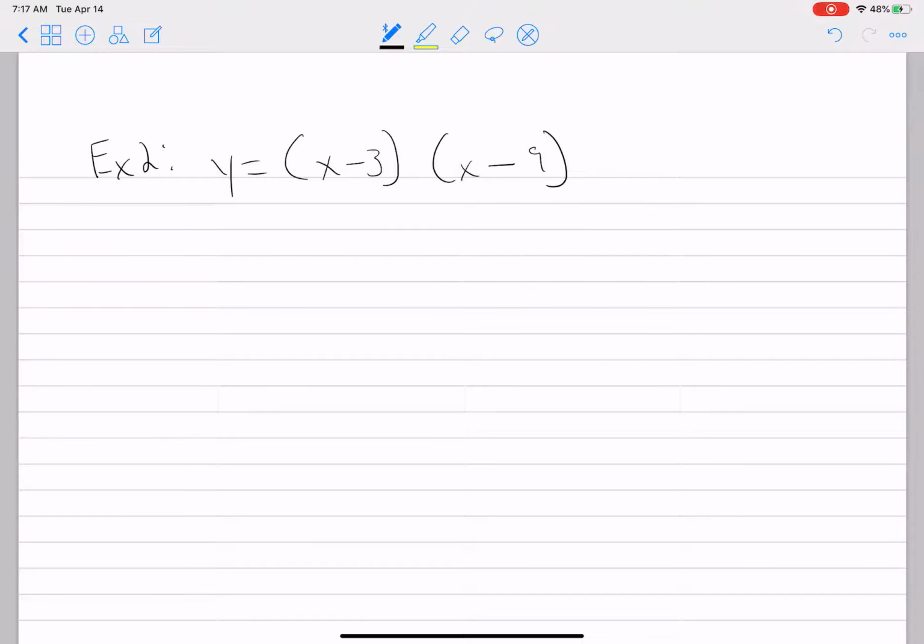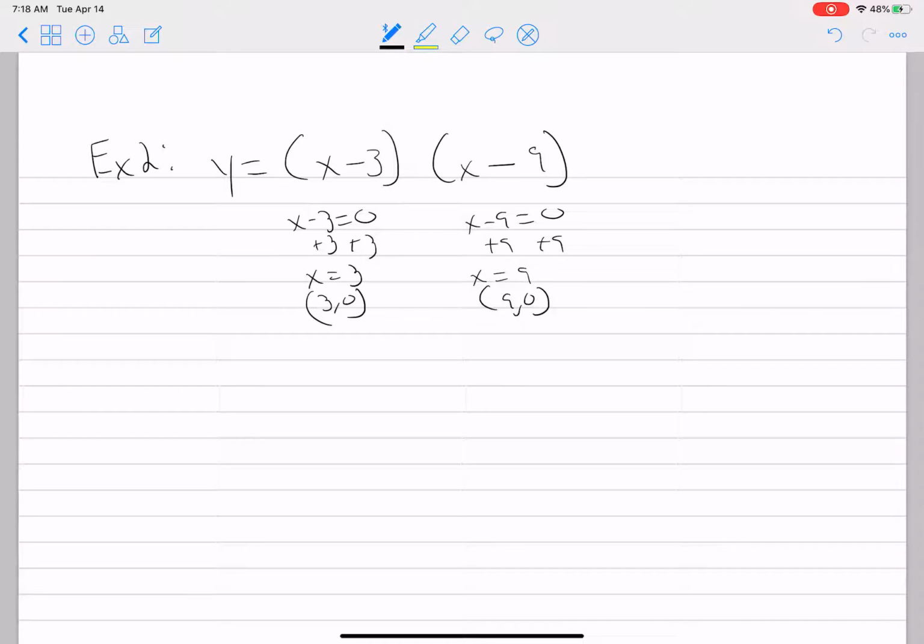So now I'm going to walk you through what I would have done. I would have said, okay, this is in factored form. I'm going to look for the x-intercepts first. So I know x minus 3 equals 0, plus 3, x equals 3. So one of my x-intercepts is at 3, 0. X minus 9 equals 0, plus 9, x equals 9. So one of my x-intercepts is at 9, 0.